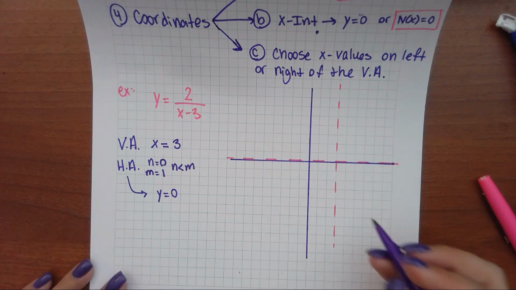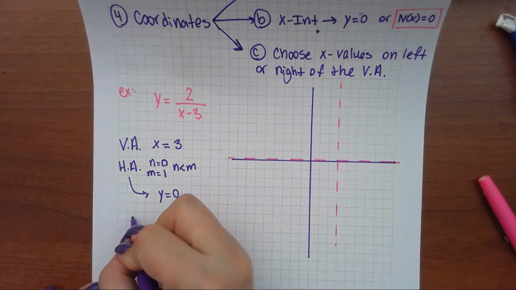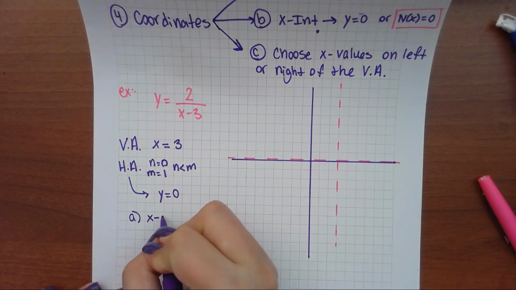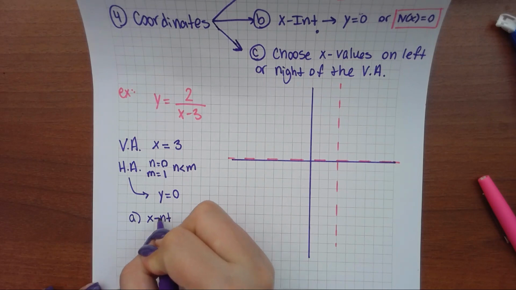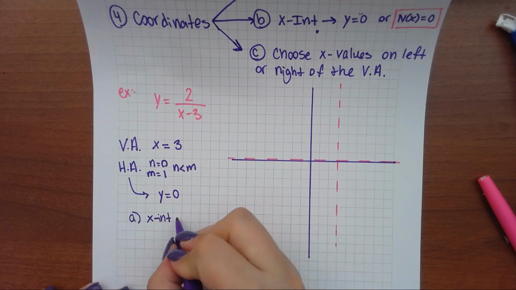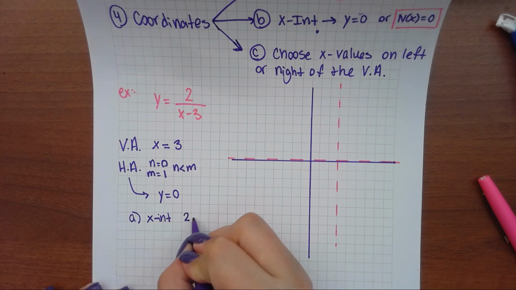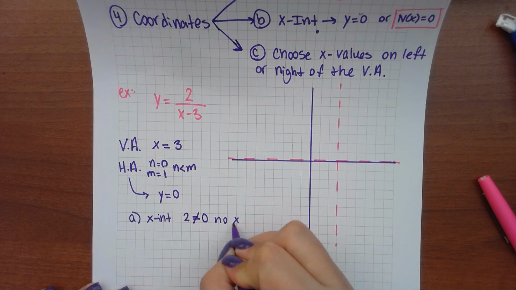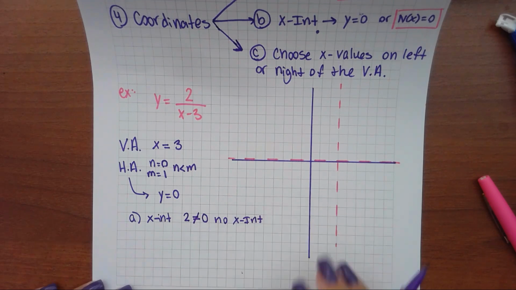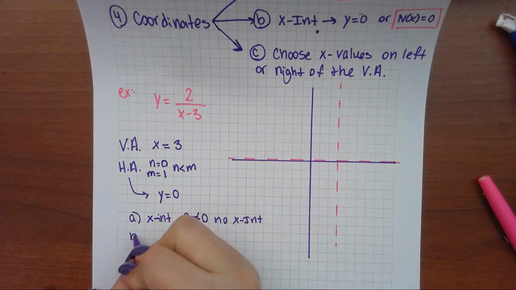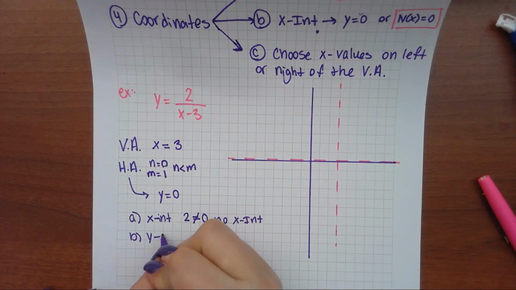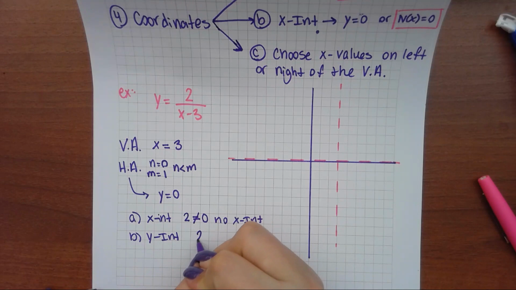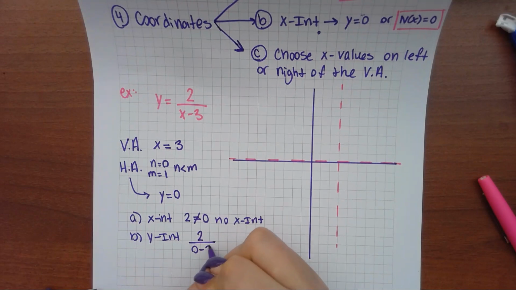So first I would try to find my x-intercept or my y-intercept. It doesn't matter which one you do first, but let's say I look at my x-intercept. That's where the numerator is set equal to 0. Well, my numerator is 2, and 2 cannot equal 0. So therefore, there is no x-intercept. So then I want to find my y-intercept, and in this case, my y-intercept is 2 over 0 minus 3. That would be negative 2/3.